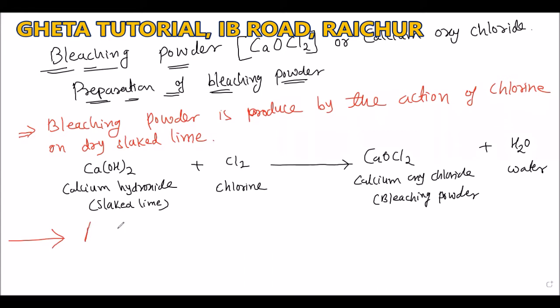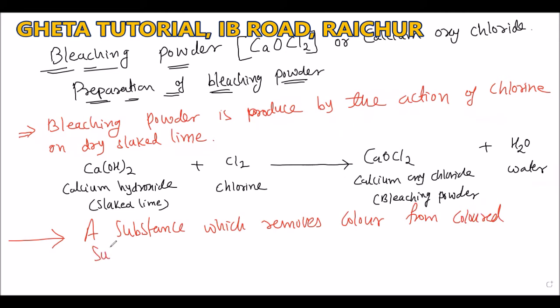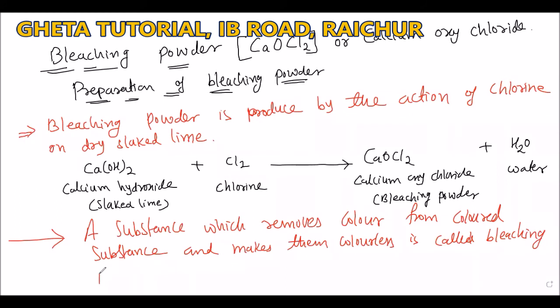A substance which removes the color from the colored substance and makes them colorless is called bleaching powder.